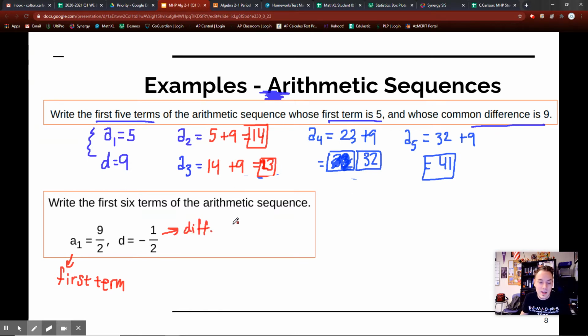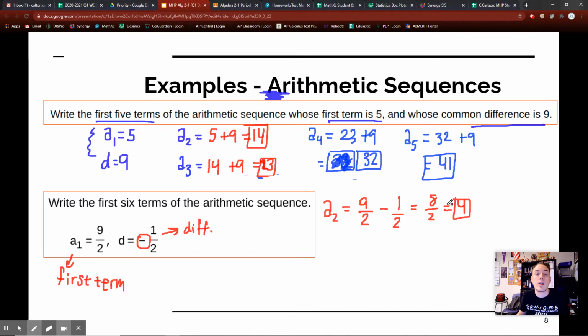How about that? Okay, so how do I go about getting my next term, specifically a sub 2? Well, I take the previous term, a sub 1, 9 over 2, and then I subtract the common difference here, because it's minus. So what does this equal? It just so happens that these have common denominators, and I can now perform fraction subtraction on them. So 9 minus 1 is 8, all over 2, which simplified equals 4.